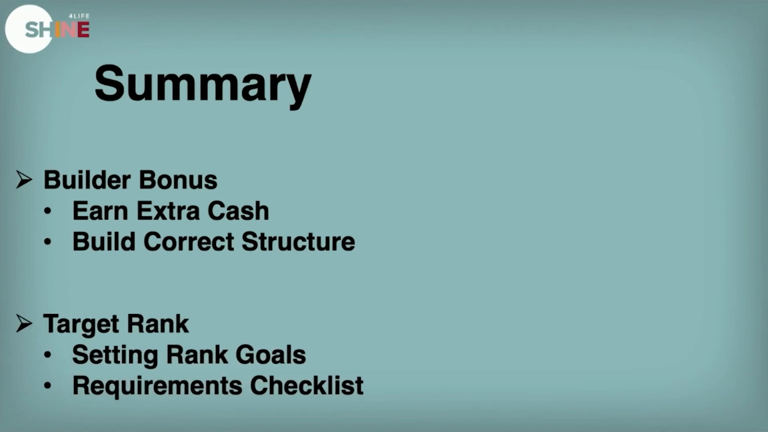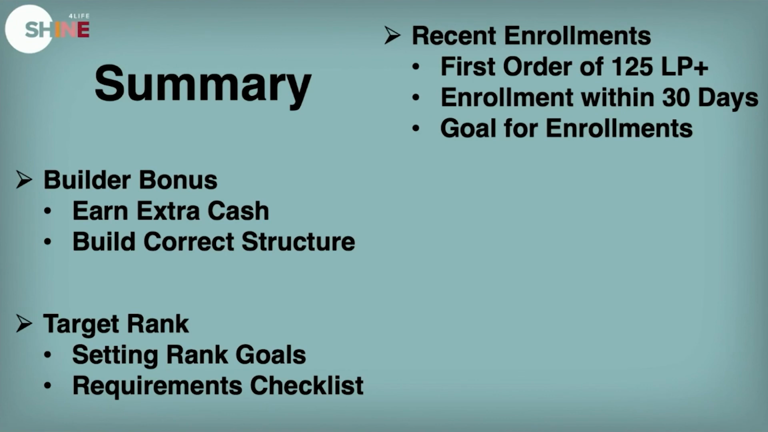Then we reviewed the target rank report. Great report in knowing what the requirements are to qualify at each rank and what your status is in comparison to those requirements throughout the month. We also looked at the recent enrollments report and those 3 key pieces of information, right? Looking at the first order of 125 LP or more and helping those new enrollees get somebody else enrolled within their first 30 days. Because by doing that with each of those particular points, those individuals will be 2.5 times more likely to still be active 1 year later.